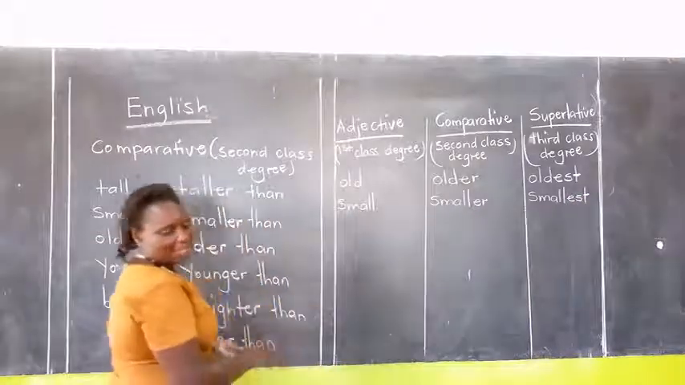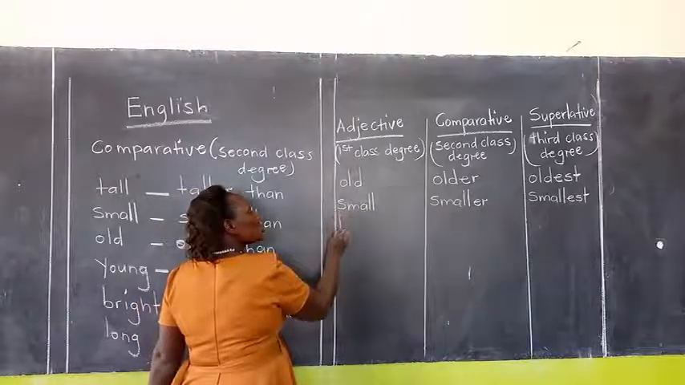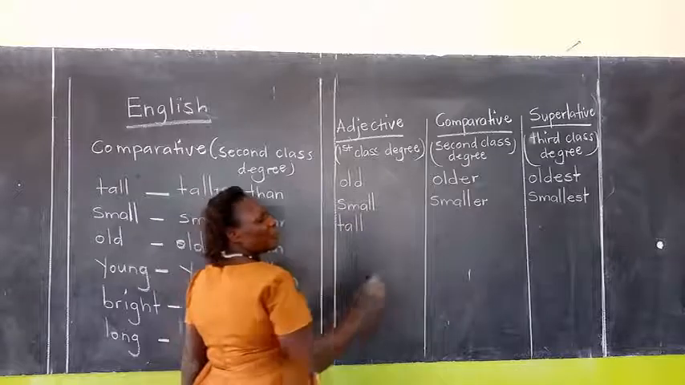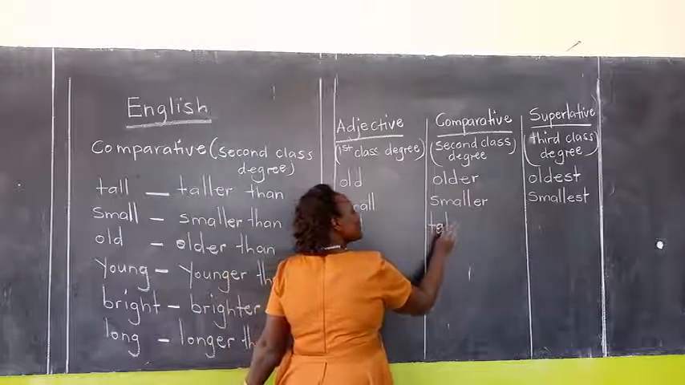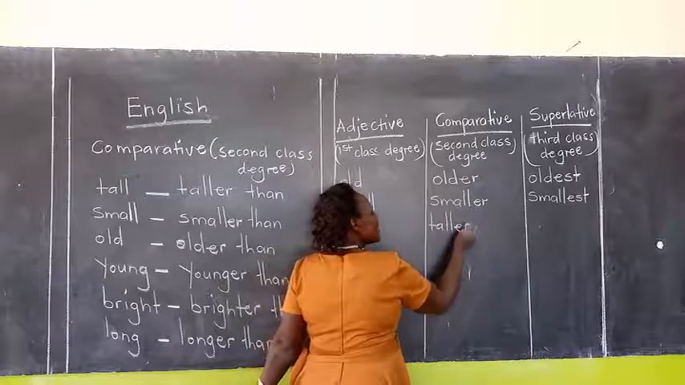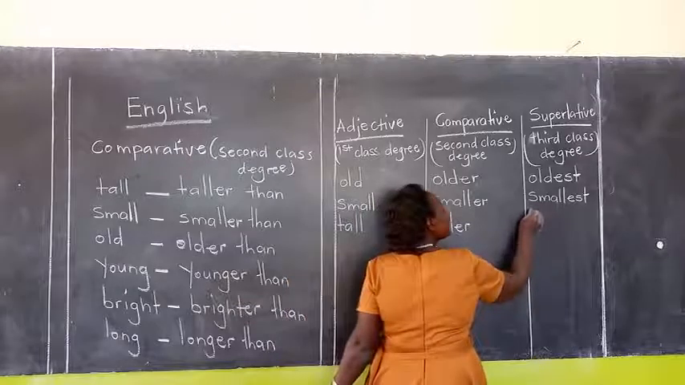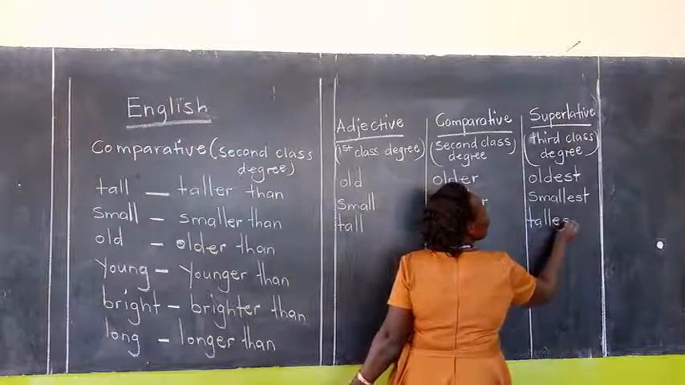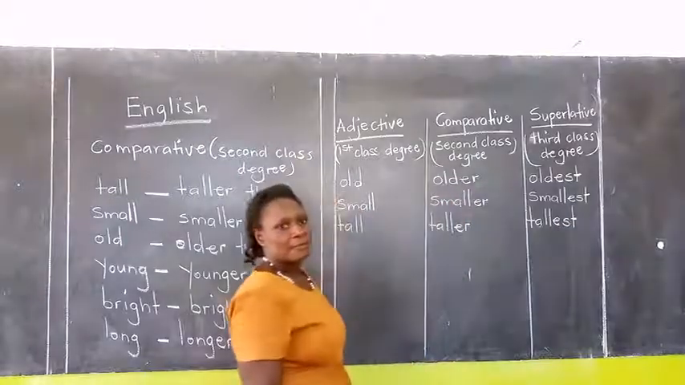Smallest. Then we also have tall. That tree is tall. What about the other one? The other one is taller. Taller. And when we look at the third one, it is beyond. It is the tallest. It is the tallest tree in the forest.